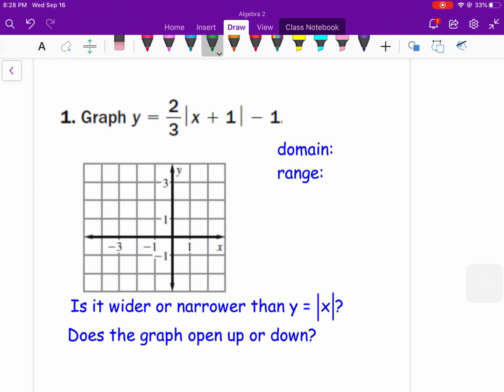Hey class, let's review Unit 1. So we started out Unit 1 with absolute value functions.